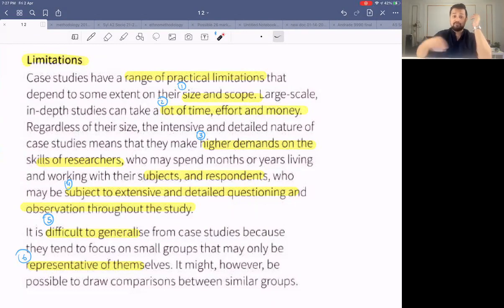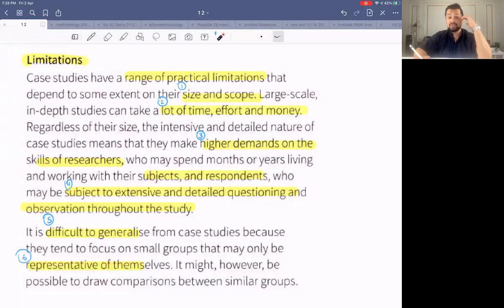Right now, a researcher may spend months or years living and working with their subjects and respondents, who may be subject to extensive and detailed questioning and observation throughout the study. I mean, imagine the people Venkatesh was collecting data from, they could have been a pain, like literally. People would be curious. There's someone who's there with you, who's not amongst you, and is there to collect data on you, and this can result in extensive questioning about the purpose, about the findings, about the interpretations, and a lot more.